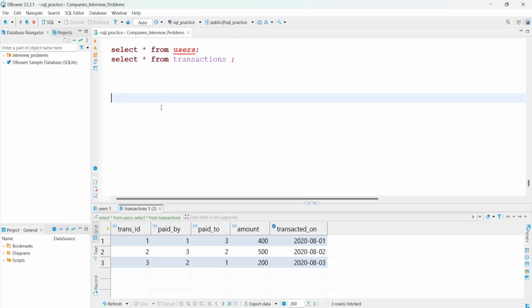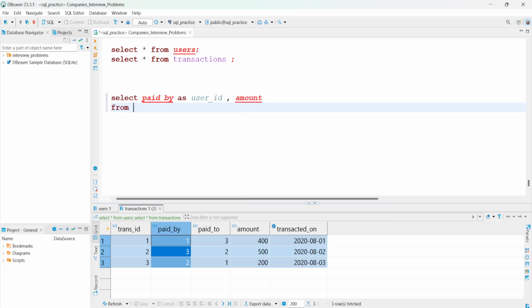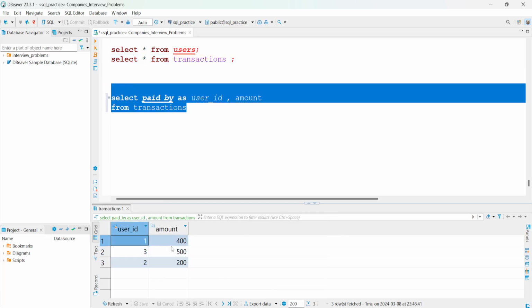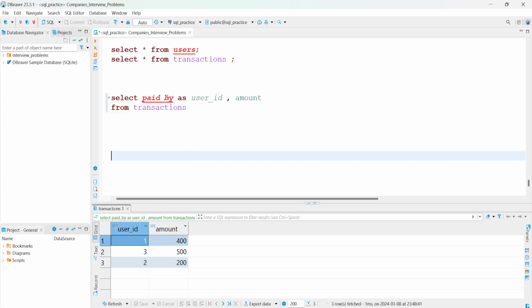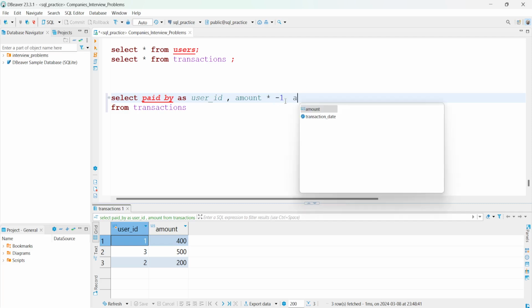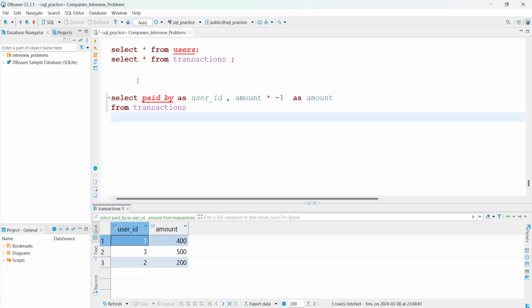So let me zoom a little. We will write select. We need paid by, right? Paid by, we can say as user ID, comma amount. Let me select these two columns, and then we'll explain it. Let me run this. We have these two things. Since the user is paying, this value should be negative, right? So how can we do this? Using -1 times amount, right? Let me run this. I think this is simple to understand, right?